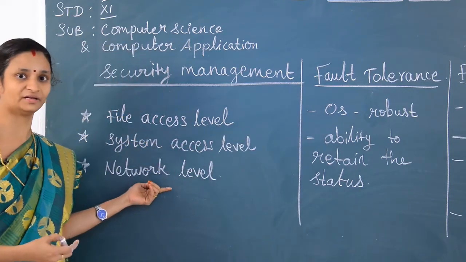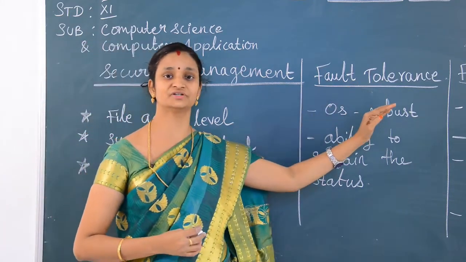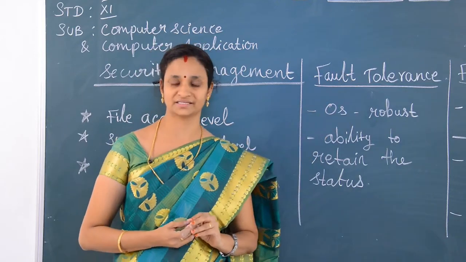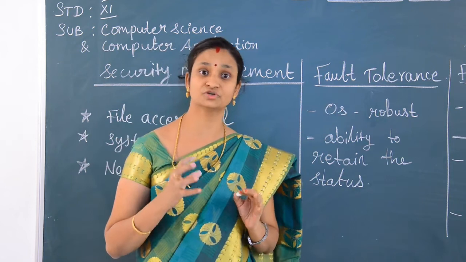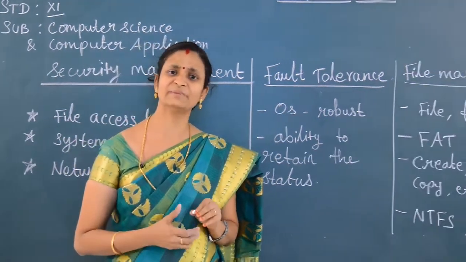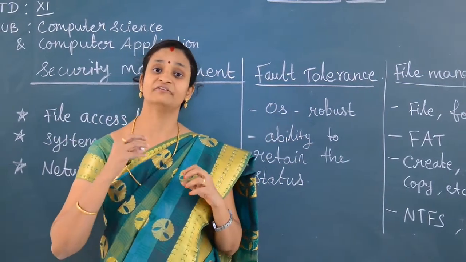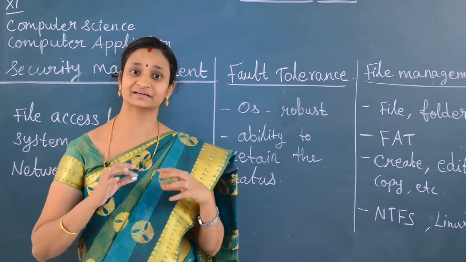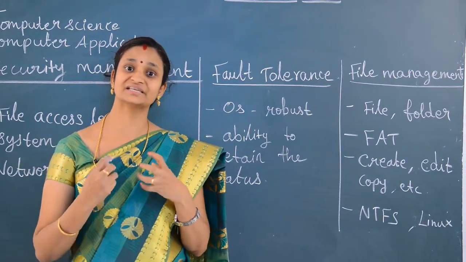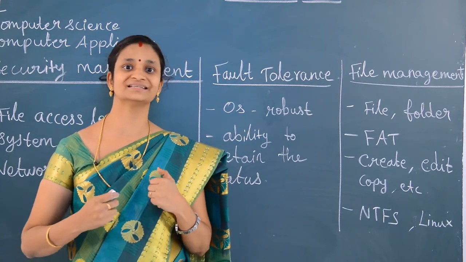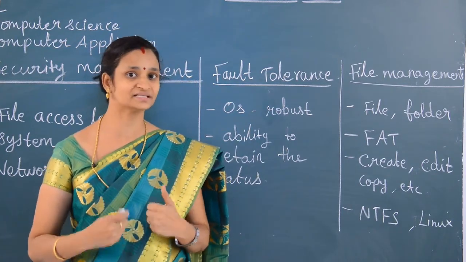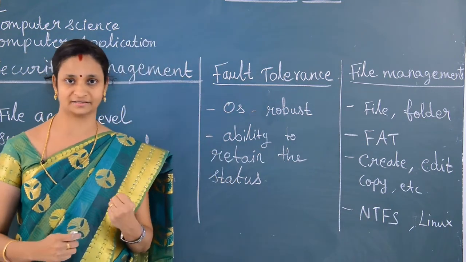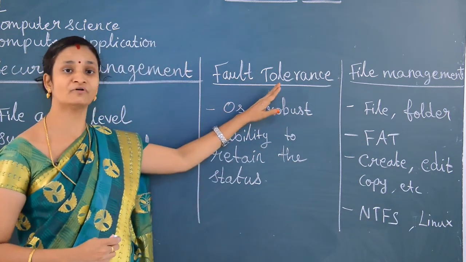Then network level. Then comes the key feature, fault tolerance. What is meant by fault tolerance? Our operating system should be robust. What is meant by robust? If anything goes wrong, our operating system must not crash. It must have the ability to retain the existing status. That ability of retaining the existing status is known as fault tolerance.